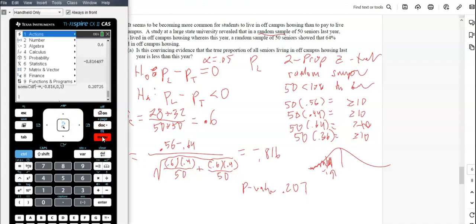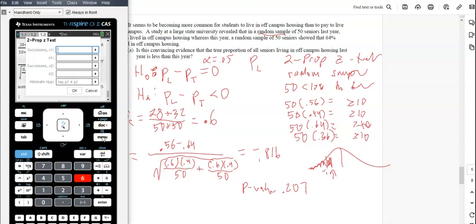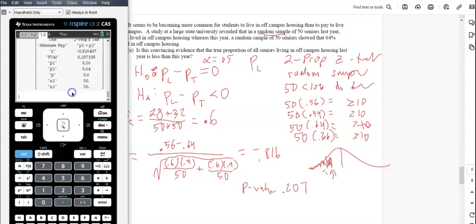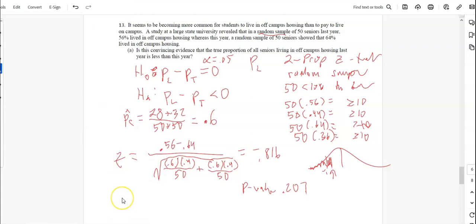Let's just double check all of this. So menu 676 is 28 out of 50 and 32 out of 50, and I think it was less than. So p-value 0.207. Everything's good. Okay, and I really like that it even gives you p-hat pooled there. You can see it's 0.6. It's just called p-hat, but that's p-hat common or p-hat pooled there. So it's really nice to remind you that there is a value of p-hat pooled, especially for the 2-prop Z test. It's what we use for the 2-prop Z test.